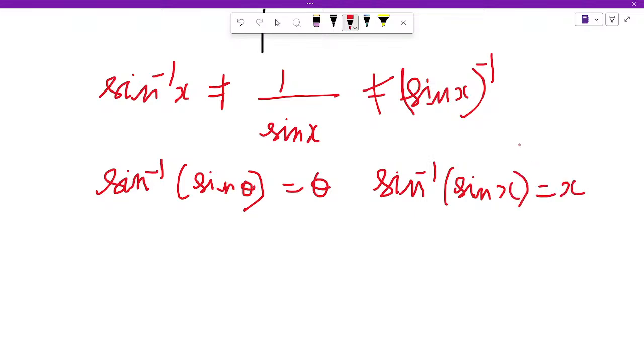For those who have already studied the chapter inverse trigonometric functions and are just here for revision, you can switch to a playback speed of 1.5x and watch it, so that it will be a revision for you guys.